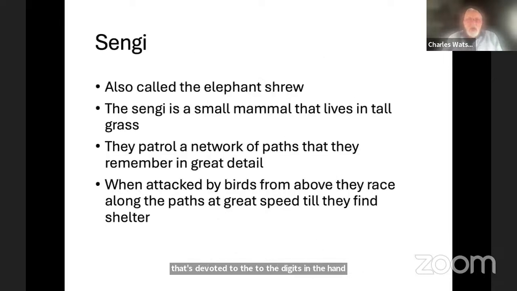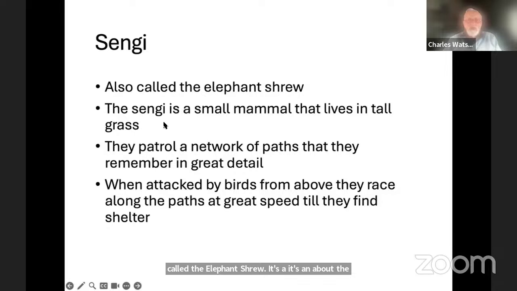The Sengi, I must say I didn't know about the Sengi until I watched the David Attenborough documentary about 10 years ago, and if you like looking at David Attenborough, it's worthwhile looking this one up. It's called the elephant shrew. It's about the size of a small rodent.